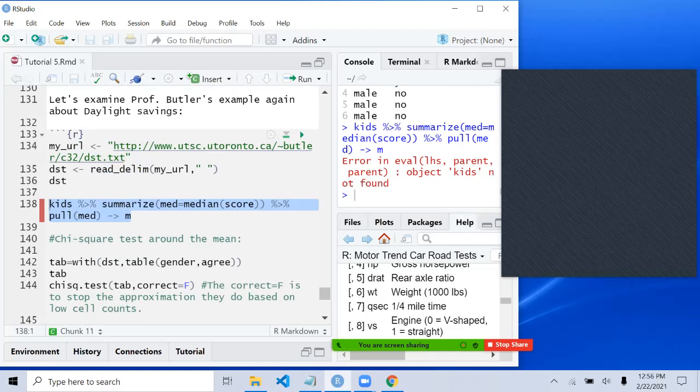Oops, that's not right. I meant to do this. DST, and I wanted to do agree. Oh, let's not look at this.